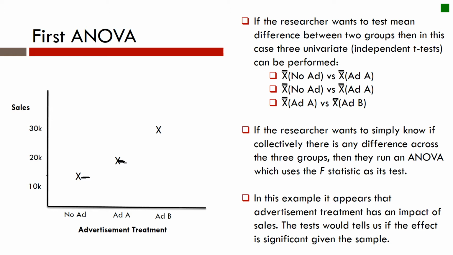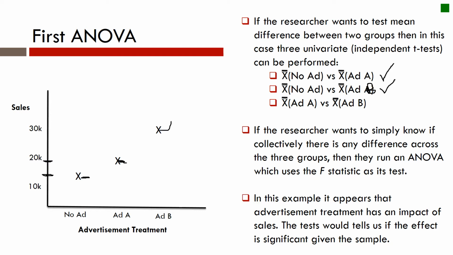Maybe sales among the group that saw no ad were 15,000, and sales among the group that saw ad A might have been 20,000. We'd look at the difference between these two groups and do a statistical test to see if that difference is statistically significant. That would be one t-test. A second t-test that we might do is no ad versus ad B. Sorry, that should be a B.